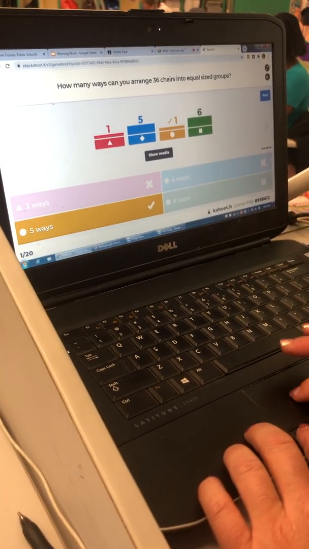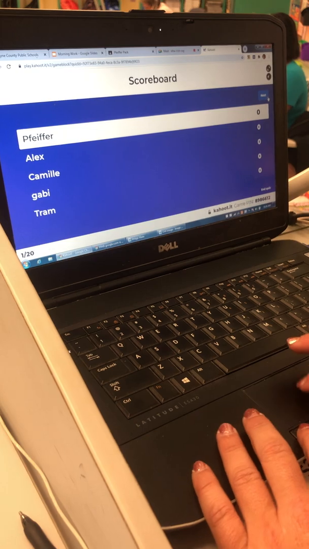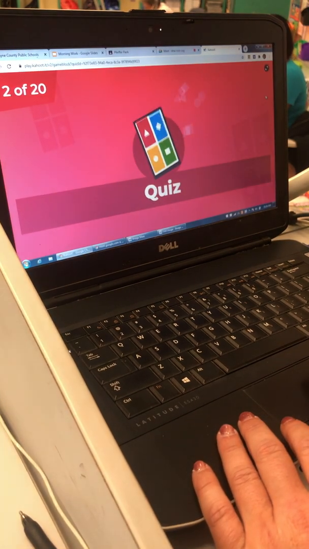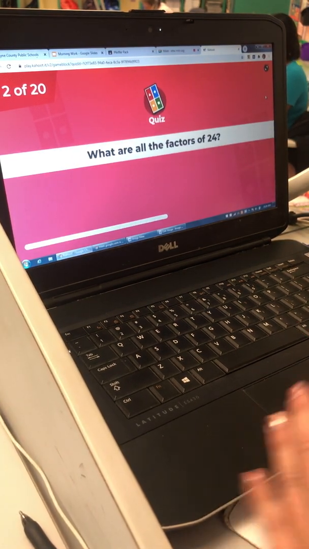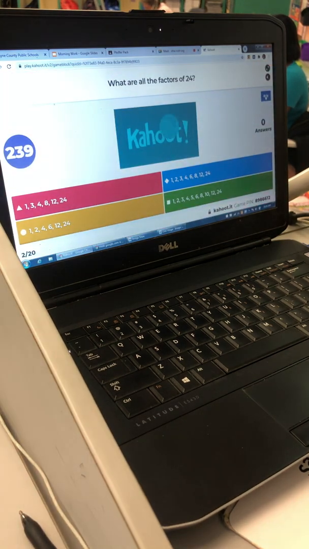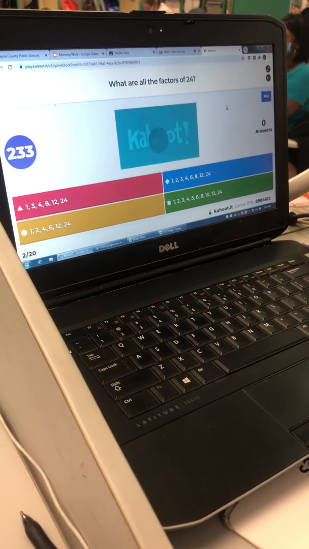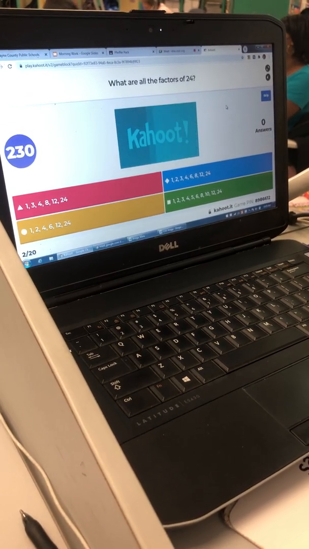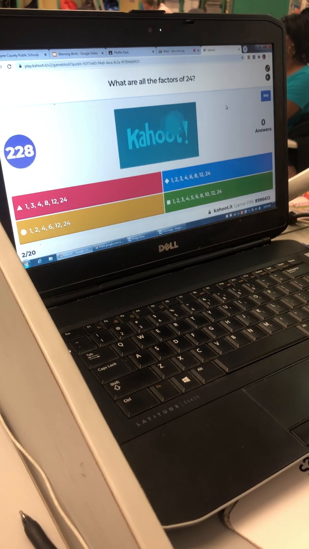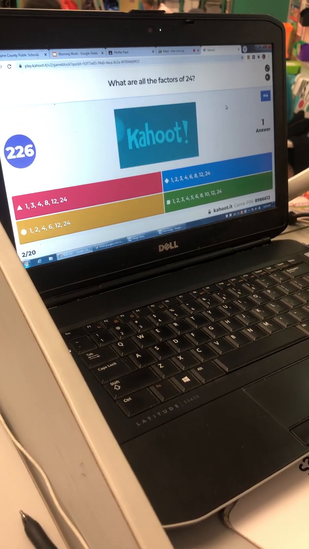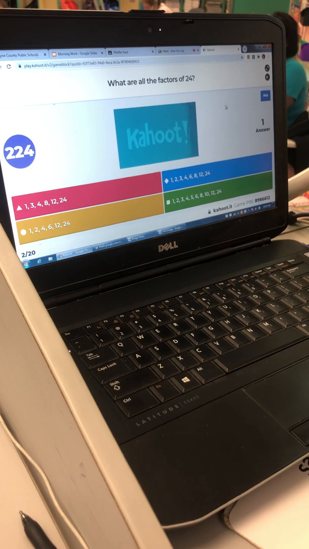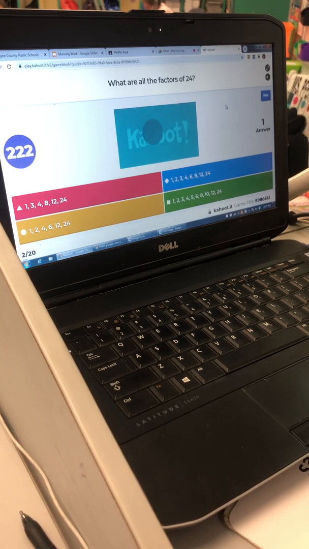All right, let's look at the next one. What are all the factors of 24? All the factors of 24.